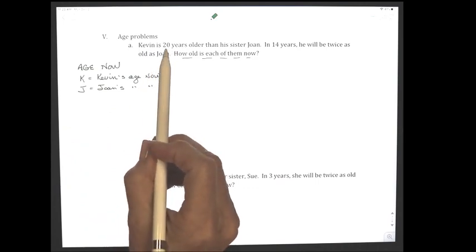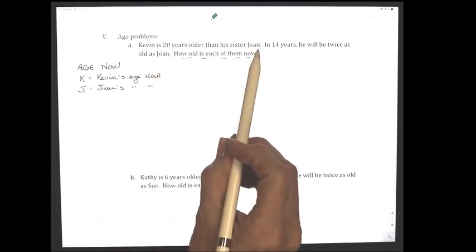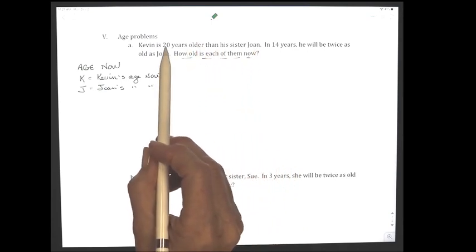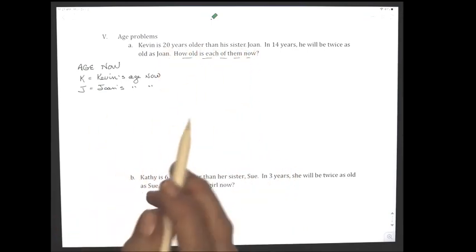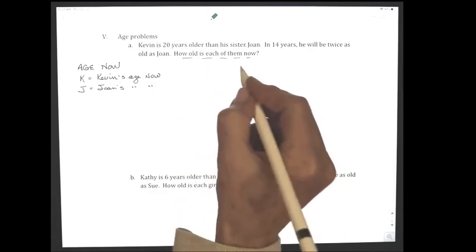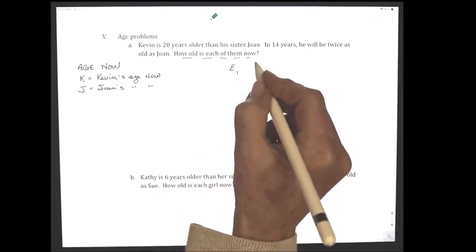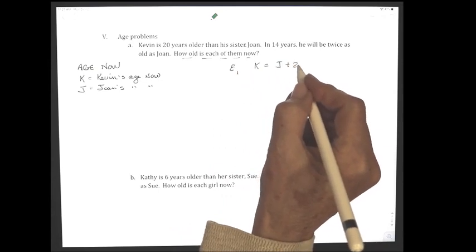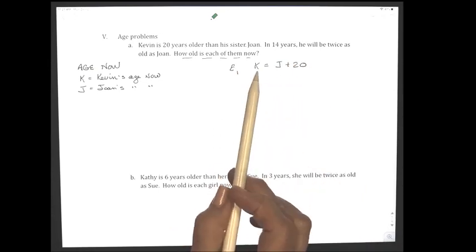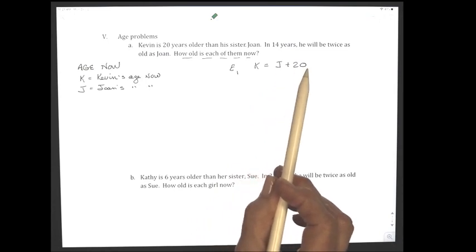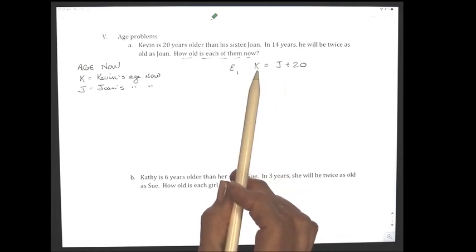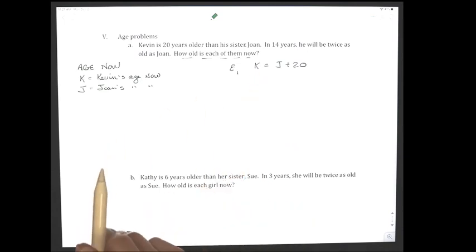All right, so we know that Kevin is 20 years older than his sister Joan. So whatever his age is, it's 20 larger than hers. So they are not equal. But if I take her age and add 20 years onto her age, then it will equal his age. So take her current age, increase it by 20, and it should equal her brother's age. This is in the present.